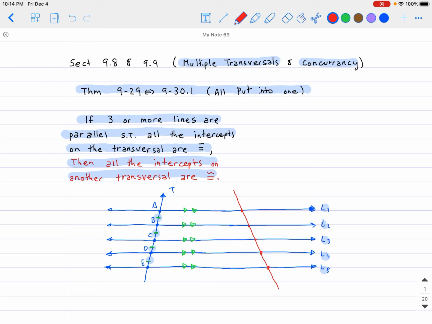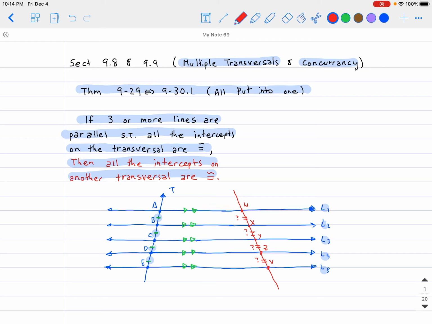Namely, if I call them W, X, Y, Z, and there's one more, we'll call it V, then I need to prove that these two right here are congruent, and then congruent to this one, and then congruent to this one. So that is what I am trying to show. All of those are going to be congruent to each other.